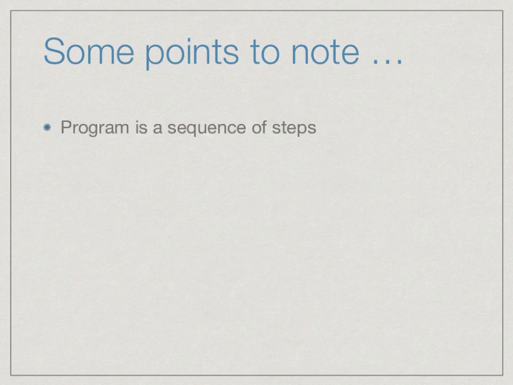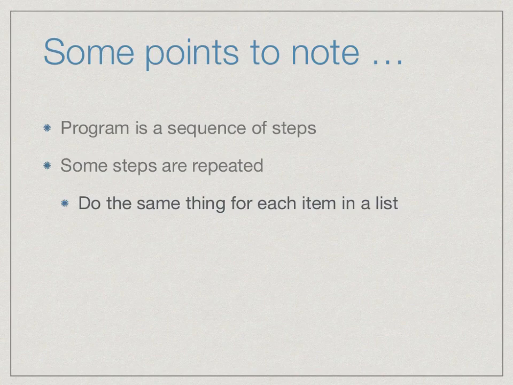The other part that we need to note is how we execute steps. So as we said at the beginning of today's lecture, a program is a sequence of steps, but we don't just execute a sequence of steps from beginning to end blindly. Sometimes we have to do the same thing again and again. For instance, we have to check for every possible factor from 1 to m if it divides m and then put it in the list. Right? So some steps are repeated.